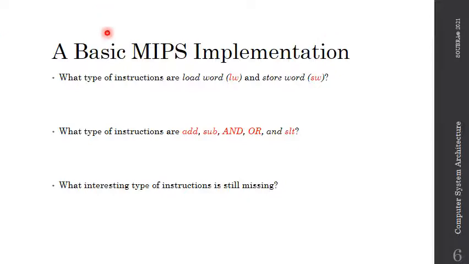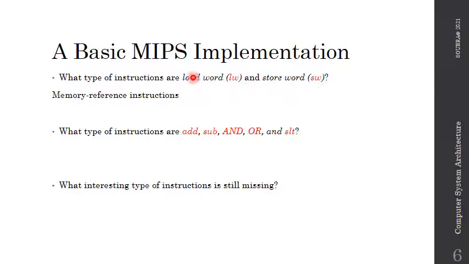Let's go for the basic MIPS implementation as an example again. So I'm gonna divide instructions into three types. I'm gonna start with the first type, and this type includes the load and store instructions. And those types of instructions are concerned with what exactly? These are the instructions that are concerned with memory.